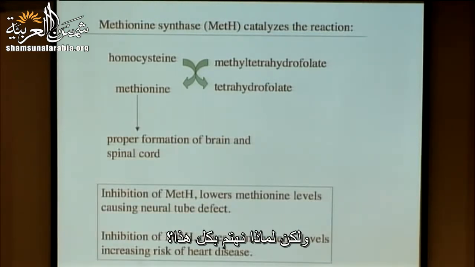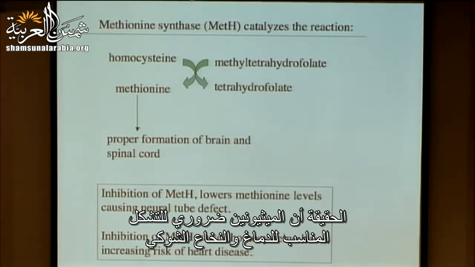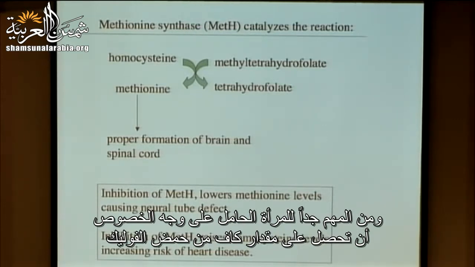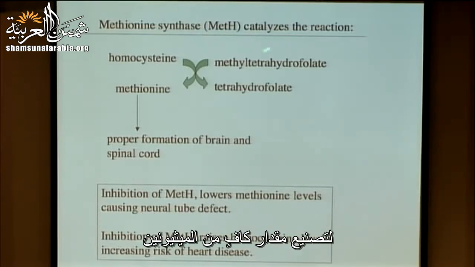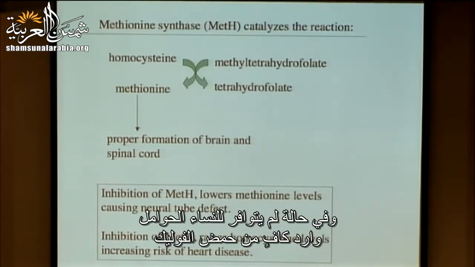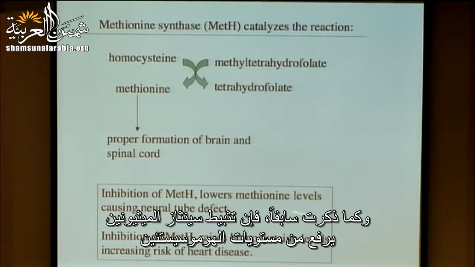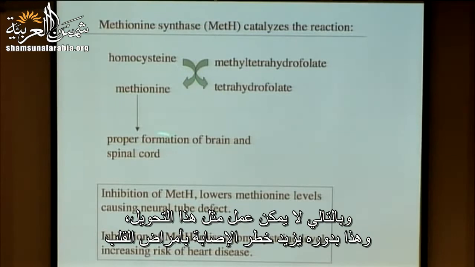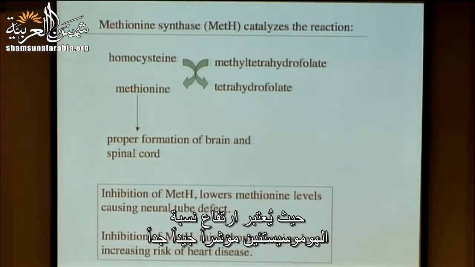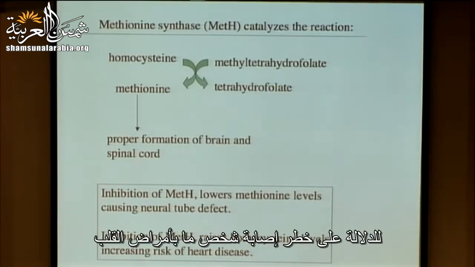Why do you care? Well, methionine is needed for proper formation of the brain and spinal column. It's particularly important that when women are pregnant, they have enough folic acid so that they can make enough methionine. If they do not have enough folic acid, you can have babies born with neural tube defects. As I mentioned before, inhibiting methionine synthase raises homocysteine levels, so you can't do this conversion, and that increases the risk of heart disease.